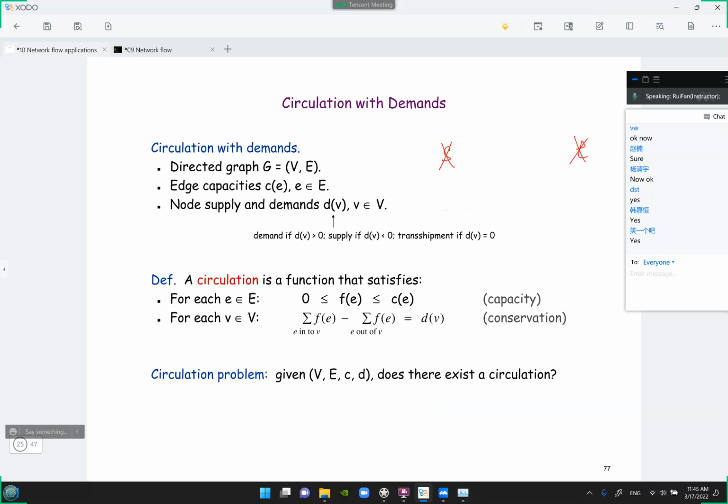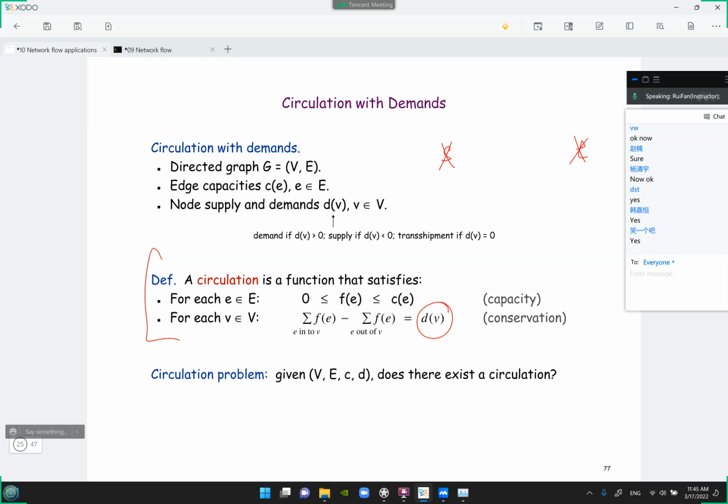So the circulation problem is that if I give you these demands or supply values, does there exist a flow which can satisfy all of these D values? Because it could be that I give you a bunch of D values and it's just not possible to find any flow which satisfies all of them.